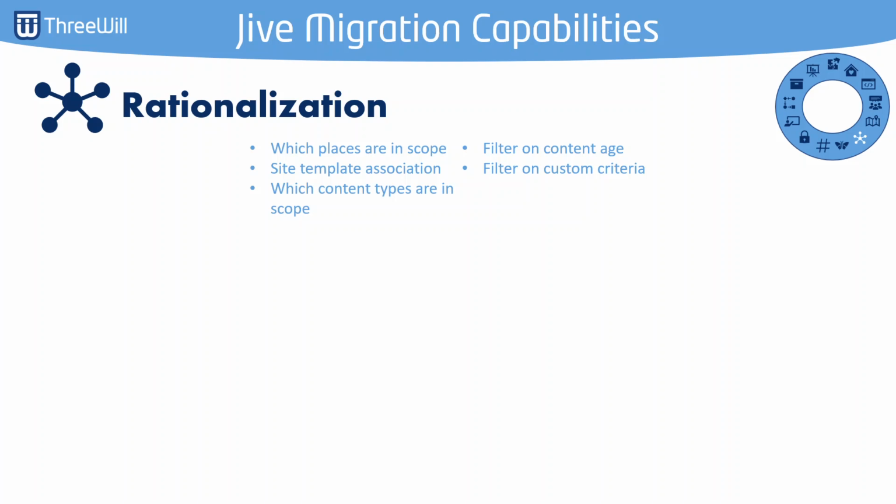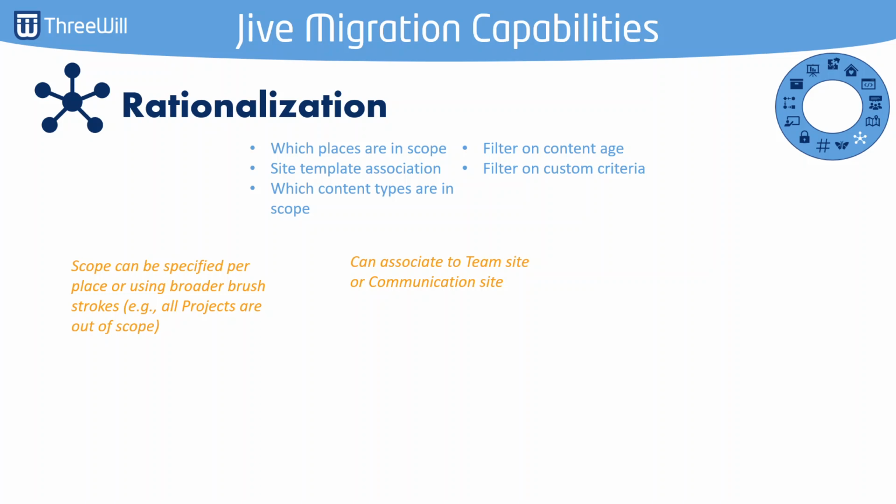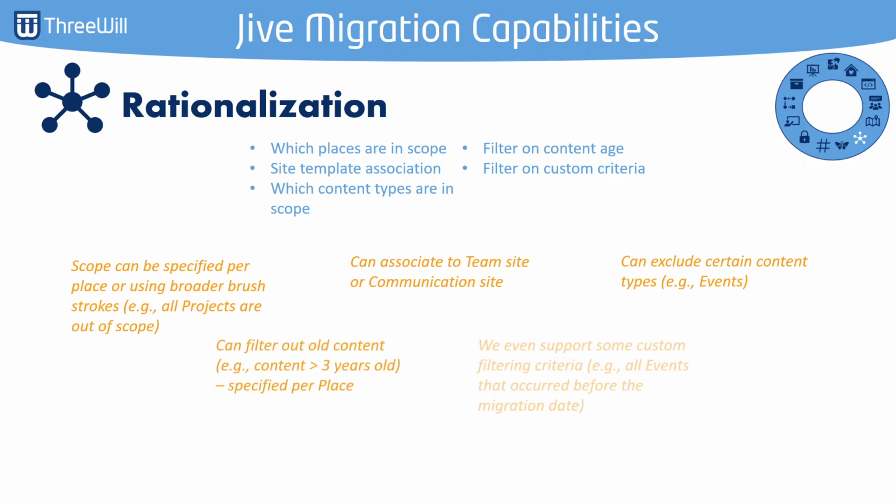Rationalization for Jive migrations, we call it rationalization. It's the process of mapping Jive places to SharePoint sites and specifying the details around the scope of content that is migrated. So that scope could be per place. You could say a certain Jive place is in scope or out of scope for migration, or maybe you say all spaces and groups are in scope, but projects are not. When we rationalize these places, we may say we want a certain place to be using a SharePoint team site versus a communication site, and maybe it'll be backed by a Microsoft team. Part of rationalization would also be excluding certain content types if you want to.